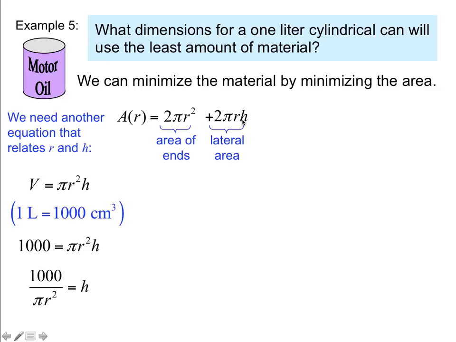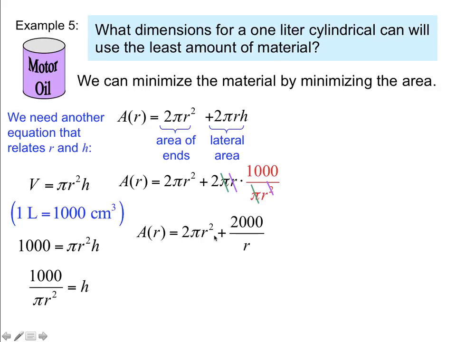height here in our minimizing function. So when I solve this for h, I get 1,000 over pi r squared, and I'm going to put that right here to get rid of the h. And now I'm going to simplify this. So I've got 2 pi r squared, and then the pi's cancel, and one of the r's cancel. So I've got 2 pi r squared plus 2,000 divided by r. So here is my optimizing function.